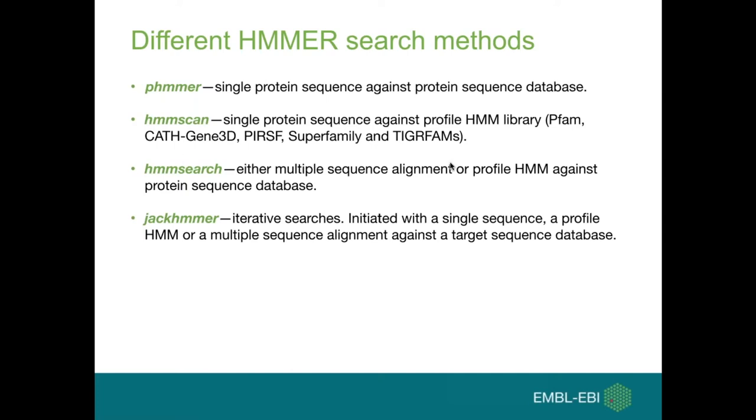Jackhmmer is an interesting one in that it combines the functionality of pHMMER and hmmsearch, and it's an iterative search. You start off with one sequence, you then search the sequence database, and all the significant matches are then used to build a new profile HMM. That new profile HMM is then in turn used to search a sequence database, and this is very good. This typically follows the sort of approach that Protein Families adopt of taking a small set of representative sequences and then iterating out.